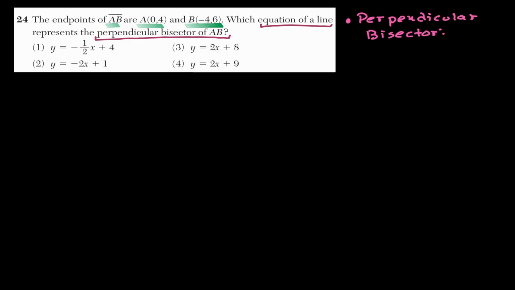In question 24, we have a line segment AB where the coordinate point for A is (0, 4), and the coordinate point for B is (-4, 6). What we would like to know is which equation of a line represents a perpendicular bisector of AB. Well, let's think about what we need to show. A perpendicular bisector must have two properties. First, it must be perpendicular. And second, it must bisect. It must pass through the middle.